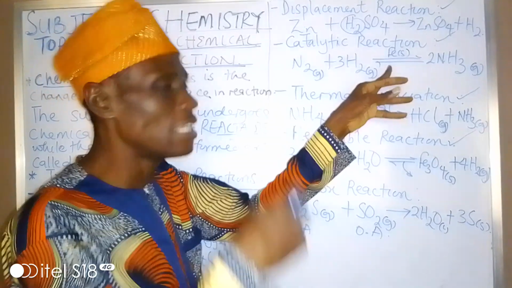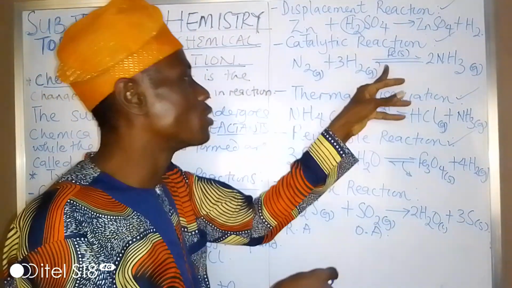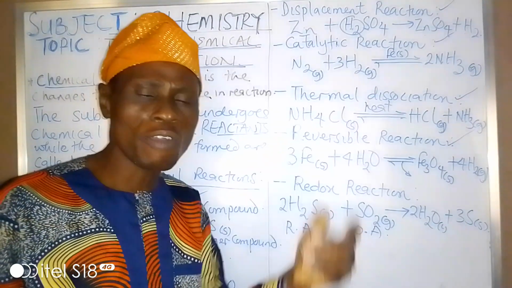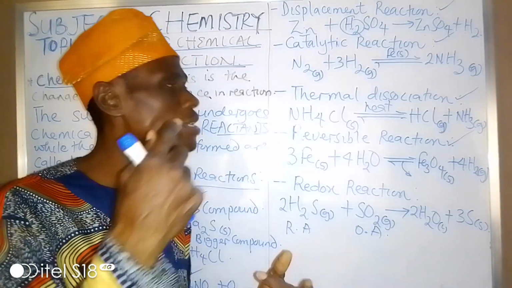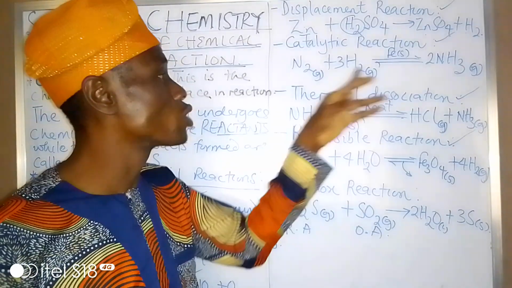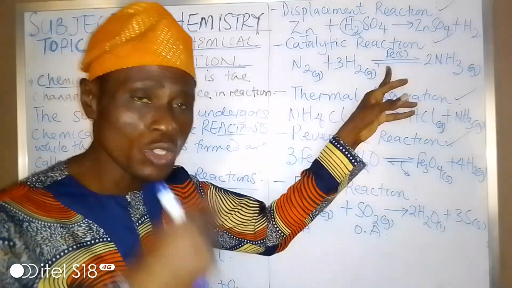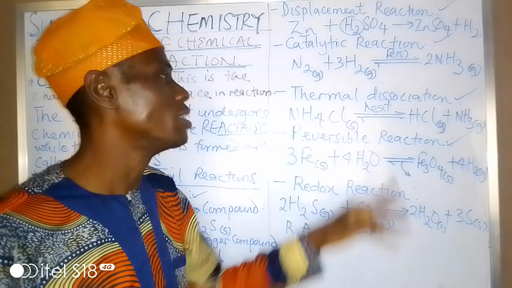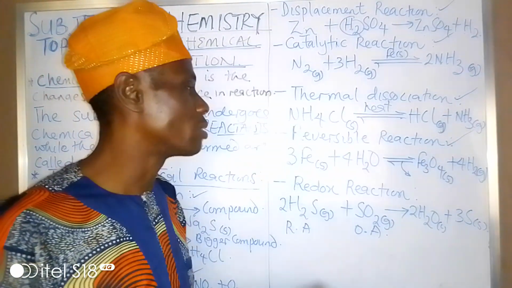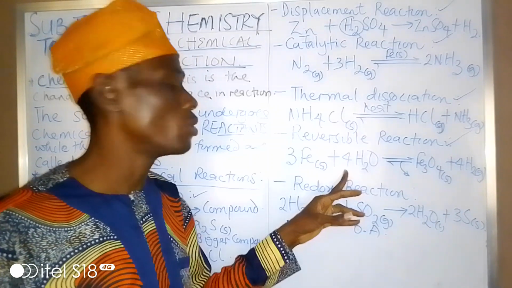This is the what? Catalytic reaction, also what? Reversible reaction. So that means some reactions can function as more than one type. They can be reversible, and you can name them as two types. Like this one is catalytic and at the same time a reversible reaction. This is a thermal dissociation, also a form of reversible reaction. And this was typically a reversible reaction.